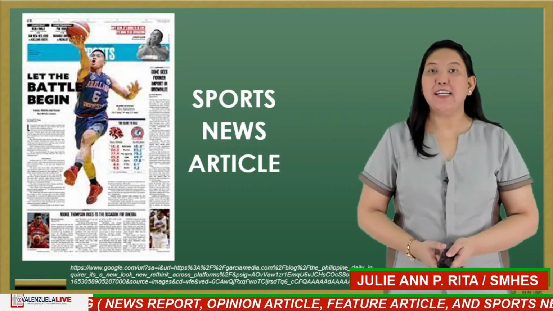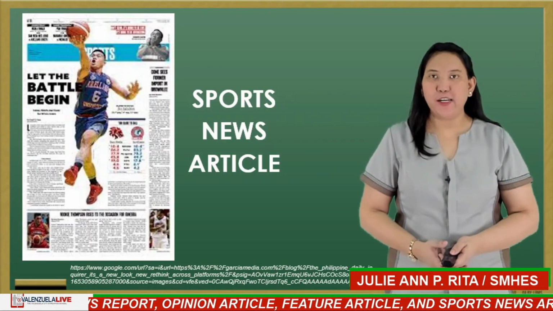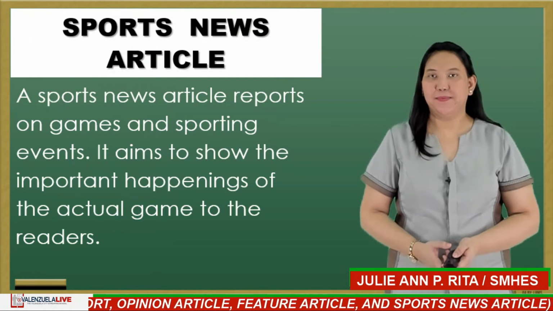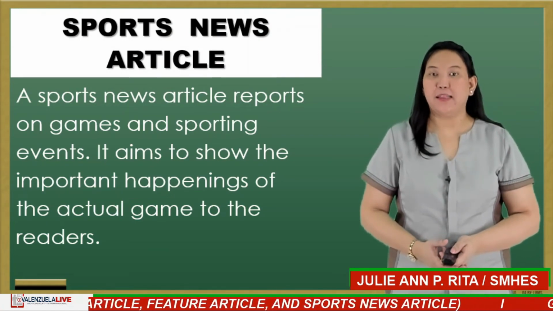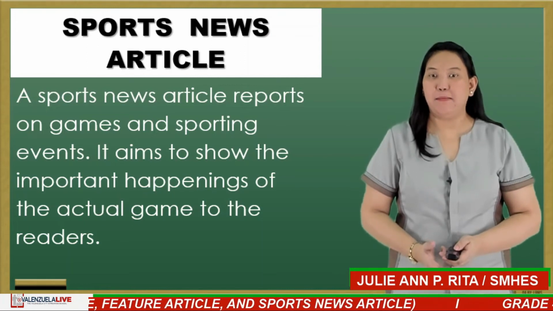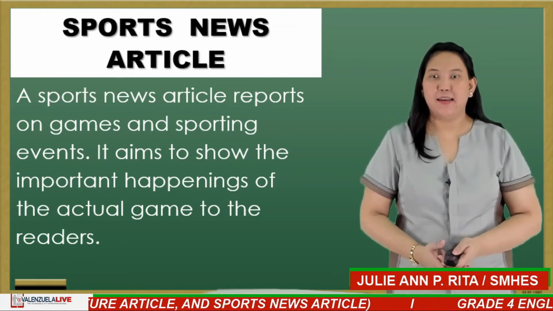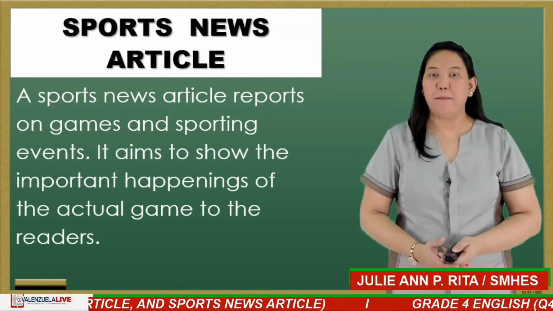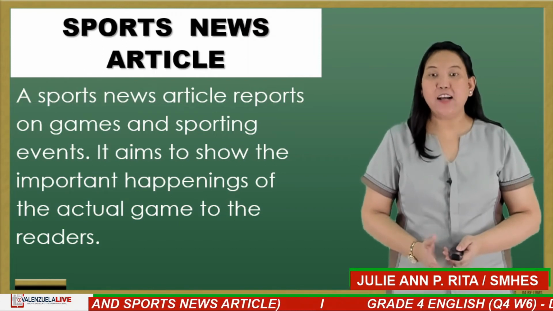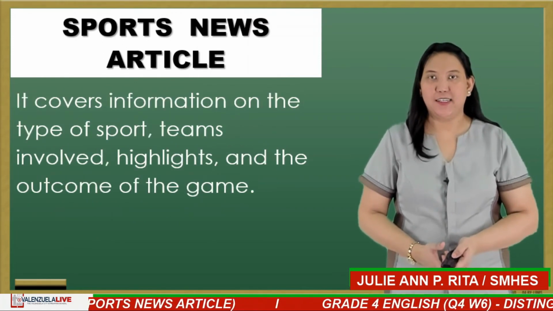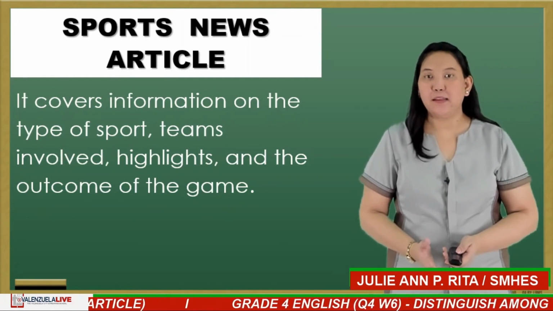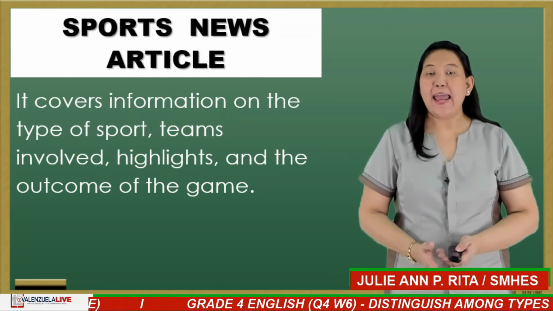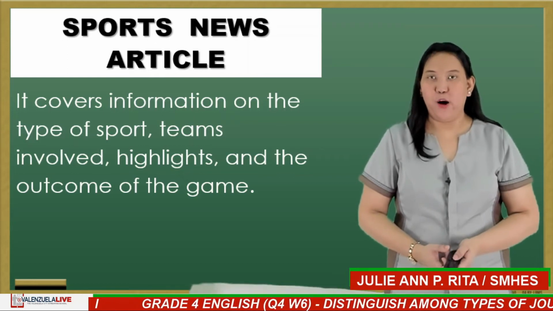Another type of journalistic writing is the sports news article. A sports news article is a type of journalistic writing that reports on games and sporting events. It aims to show the important happenings of the actual game to the readers. It covers information on the type of sport, teams involved, highlights, and the outcome of the game.